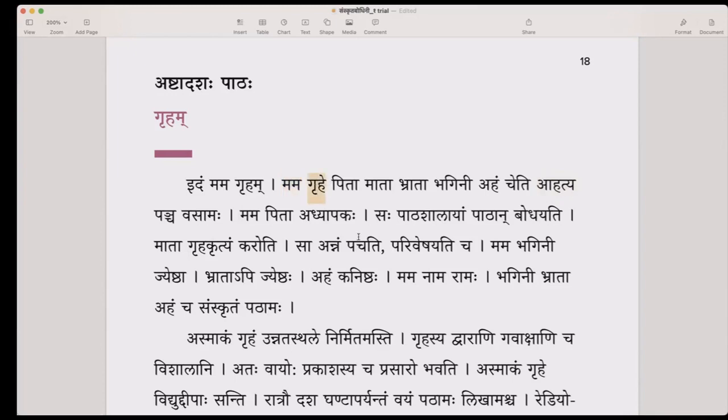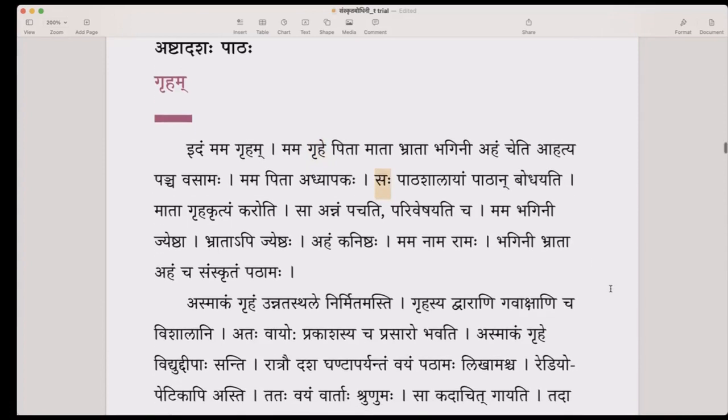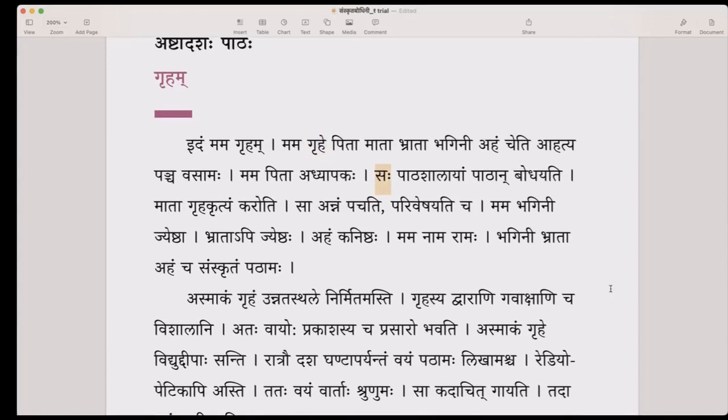Grihe is in which case? In griham, locative, in my house. Location is always in Saptami. Saptami: in, on, at. Yes, correct. Next sentence. I'm keeping this in front of me. Good, that's fine.